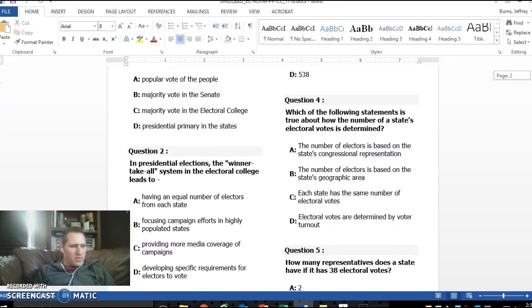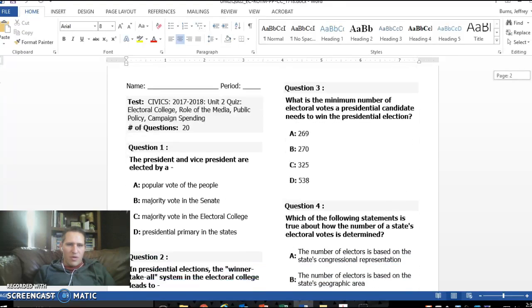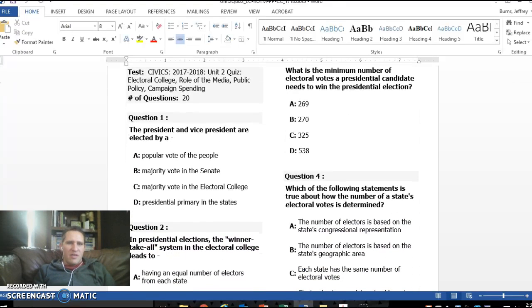Let's look at the first one, number 1, which was only a tough one in one class, but shouldn't have been. The president and vice president are elected by, the answer is C, majority vote in the Electoral College. You can lose the popular vote and still become president, as we saw in 2000 and 2016, and a couple other elections in the past. The Electoral College is what ultimately determines the president. It's that system that is part of our Constitution to elect the president and vice president.